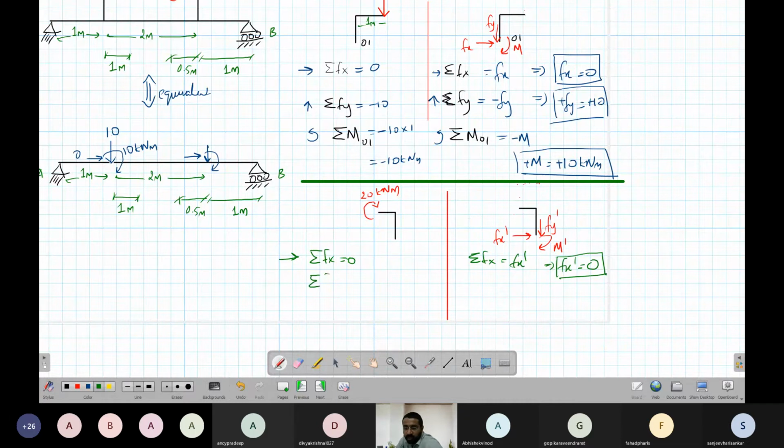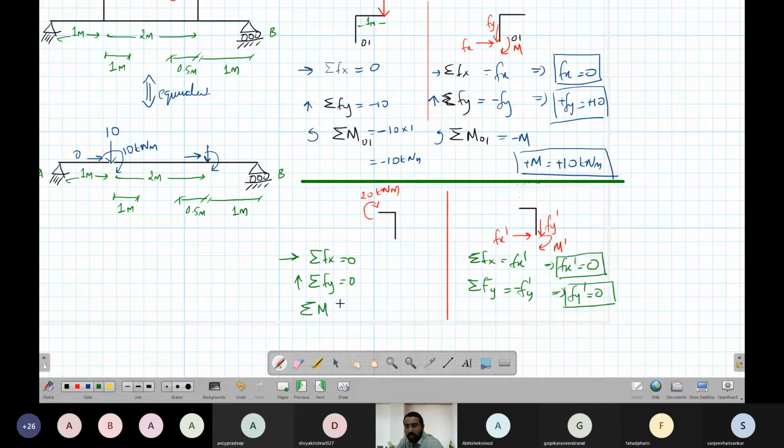So summation of forces in y direction, up positive, what is it? 0, because there is no force in the up y direction. So that means summation of forces of this system in y direction equal to minus Fy dash. This is equated, what we get? Fy dash equal to 0.